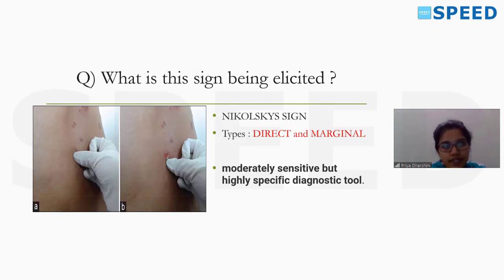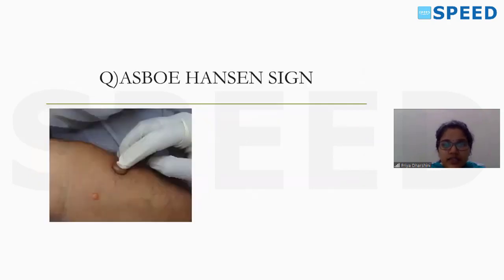Pseudo-Nikolsky sign is seen in case of Stevens-Johnson syndrome, toxic epidermal necrolysis, all the drug-induced epidermal separation disorders. And false Nikolsky sign is seen if we do it in the case of subepidermal bullous disorder, if we rupture an already ruptured bulla, in case of bullous pemphigoid. In such a case, if it gives positive Nikolsky, then it is called false Nikolsky. This is Nikolsky's direct, marginal, false Nikolsky and pseudo Nikolsky.